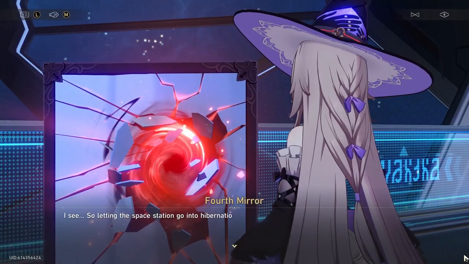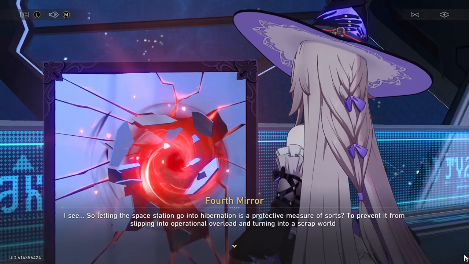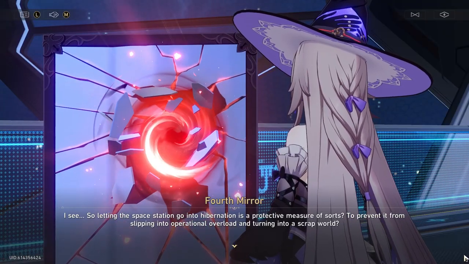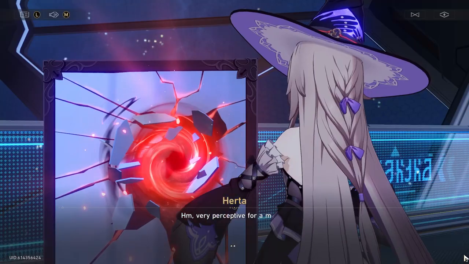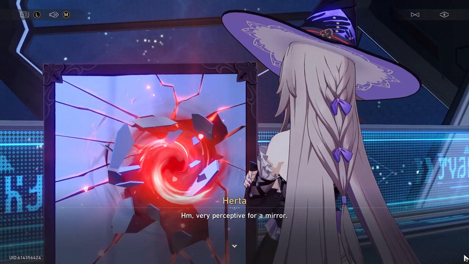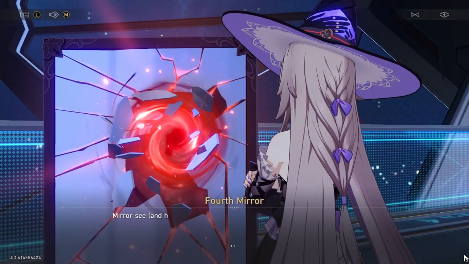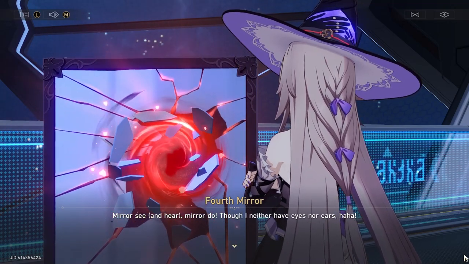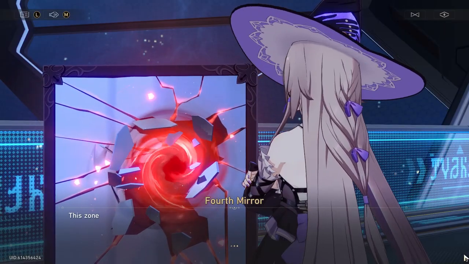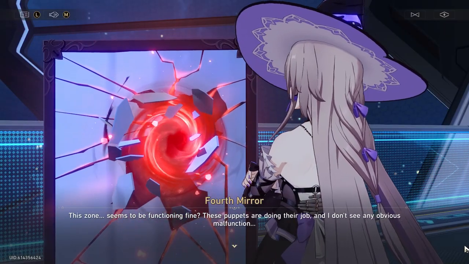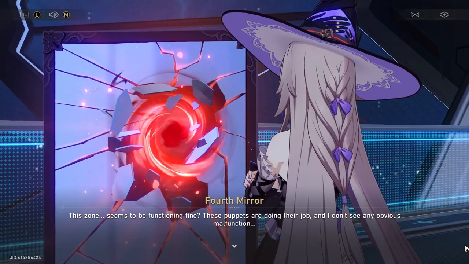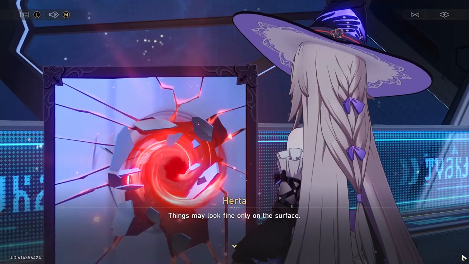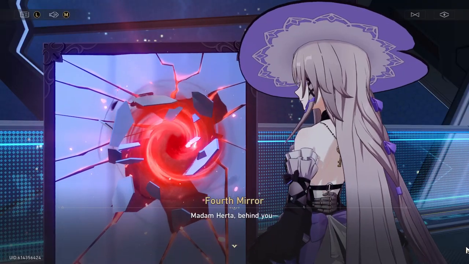I see! So letting the space station go into hibernation is a protective measure of sorts. To prevent it from slipping into operational overload and turning into a scrap world? Very perceptive for a mirror. Mirror C. And here. Mirror 2. No, I neither have eyes nor ears. This zone seems to be functioning fine. These puppets are doing their job, and I don't see any obvious malfunction. Things may look fine only on the surface. Madam Herta? Behind you.